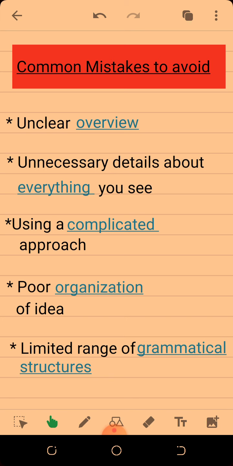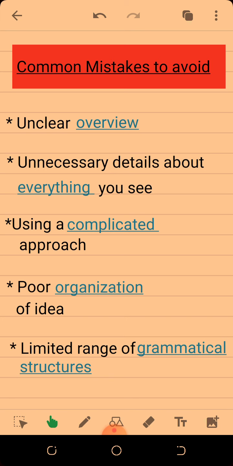If you write an unclear overview in your first paragraph, it's a sure recipe to getting a band less than band 7. And your goal is to get a band 7 plus in the writing module. Avoid giving unnecessary details about everything you see. You see, the question always says you should summarize the key information, you should compare and contrast where necessary depending on the kind of question you are given.